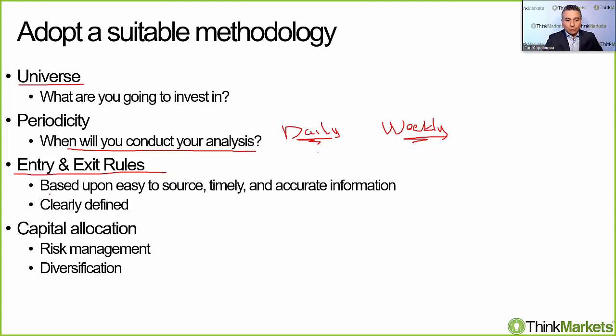But whatever you use, it should be based upon easy to source, timely and accurate information. And we see that it's much easier to source timely and accurate information for technical analysis than it is for fundamental analysis, and those rules need to be clearly defined. We talked about having those clearly defined rules to give us clear and consistent results, and then once you determine how you're getting in and out, you need to determine how much you're going to get in and out when you do it. And I would suggest we talk about risk management here, or consider risk management here, which we did just talk about, and then also diversification, very important.